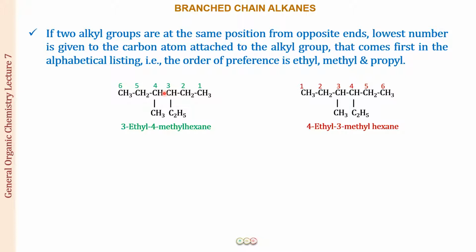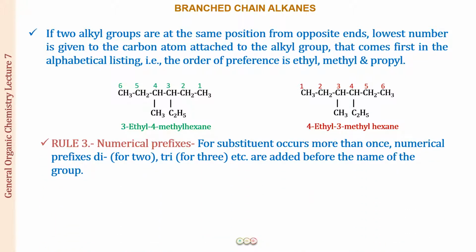So what we have learnt is that we will be giving a lower number to the ethyl group over here, because E comes before M according to the alphabetical order. So this naming would be correct, where we have a 3-ethyl-4-methylhexane rather than a 4-ethyl-3-methylhexane. Okay, I hope this is clear.